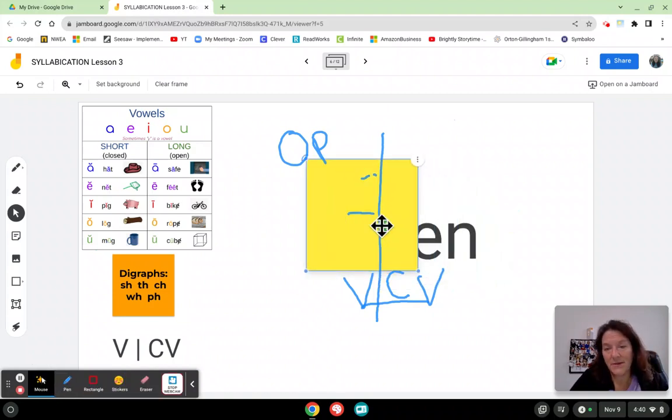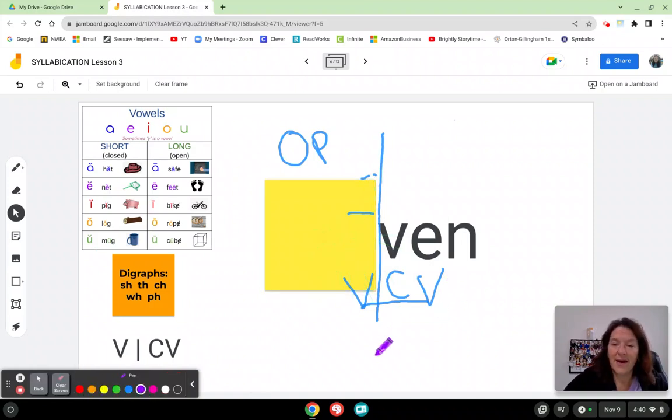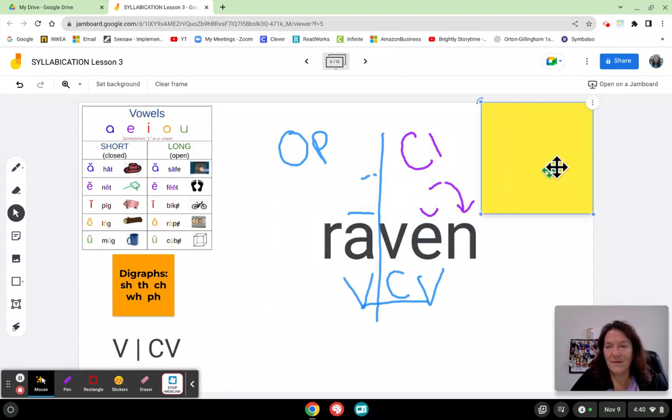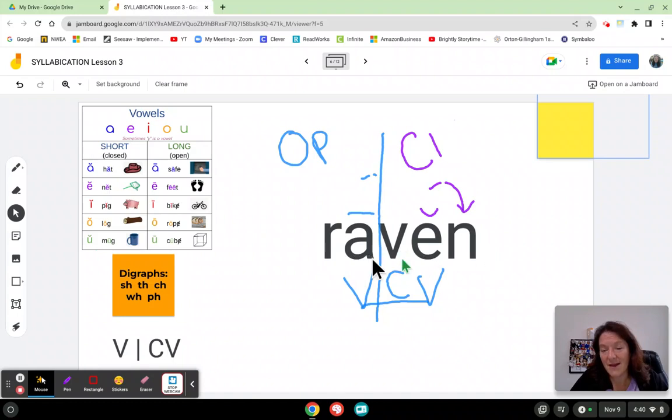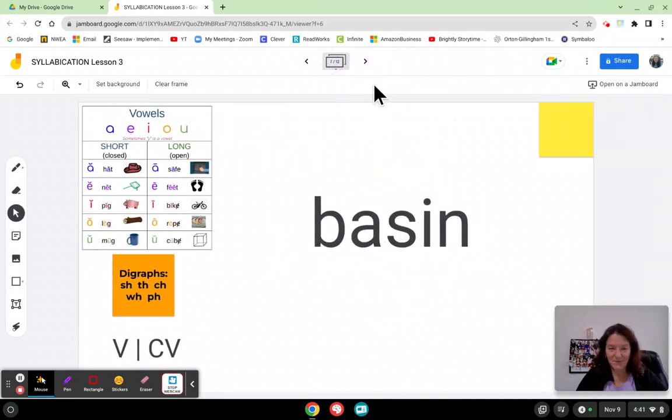Take my blocker, move it to the other side. And now I can look at the other side. I find my vowel and I see that there is a consonant after it. So it is closed and that's going to make a short E sound or eh. Moving my blocker, now I can read the word. And I see it's raven, raven. Good job. Let's do another one.